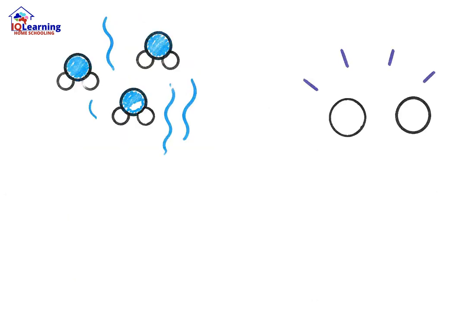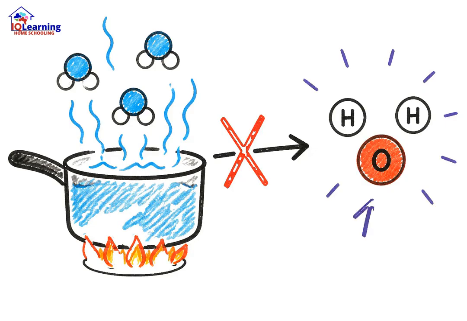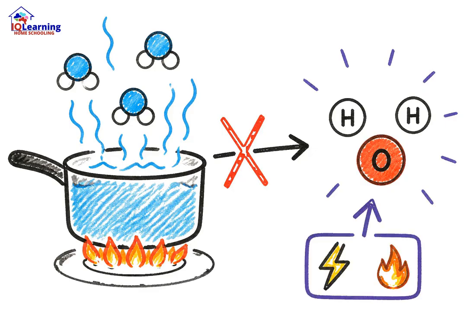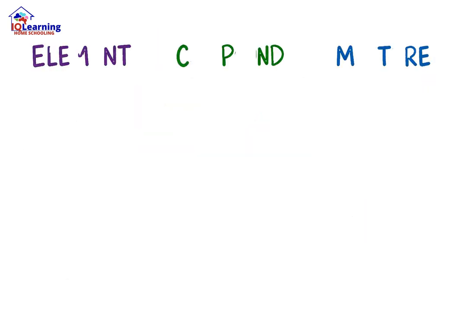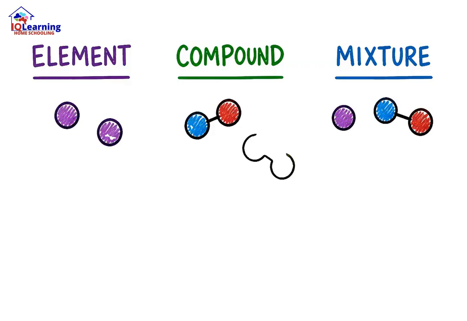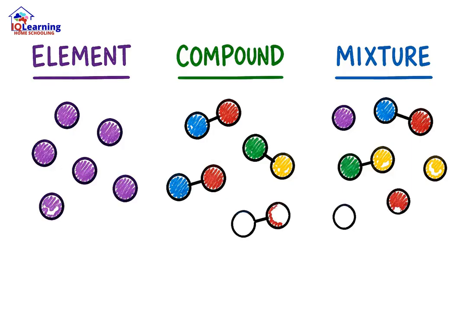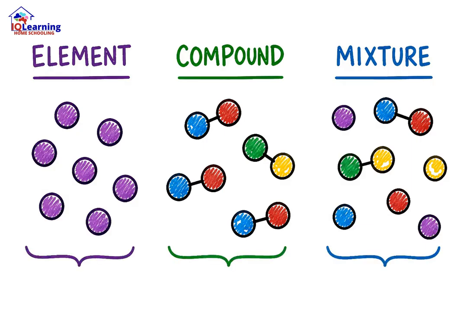But with a compound like water, you can't get the hydrogen and oxygen back by just boiling it. You need a chemical reaction to break those strong bonds. So to recap, if it's made of one type of atom, it's an element. If it's made of two or more types of atoms chemically bonded, it's a compound. And if it's two or more substances just mixed together, it's a mixture.